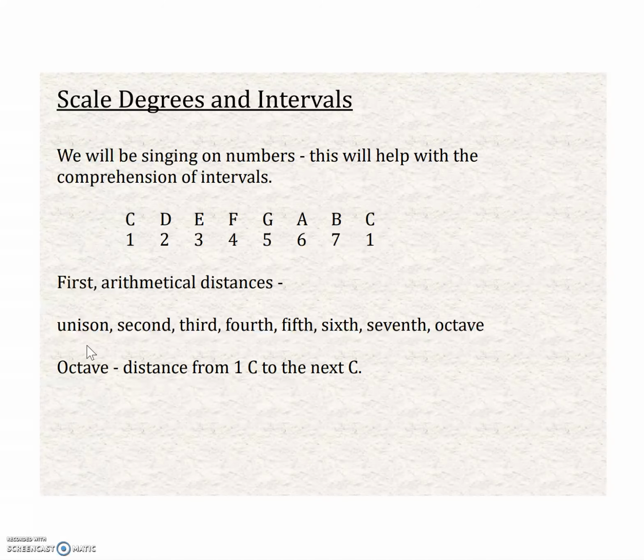First, we're going to be talking about the distance. The distance from C to D, for example, is a second. You count the C, you count the D, 1, 2. The distance between C to E, 1, 2, 3, it's a third, and so on and so forth. So we have unisons, seconds, thirds, fourths, fifths, sixths, sevenths, and an octave. An octave is the distance from one C to the next C.